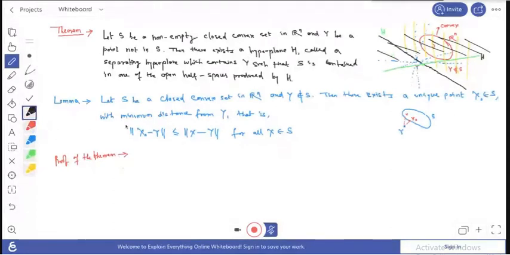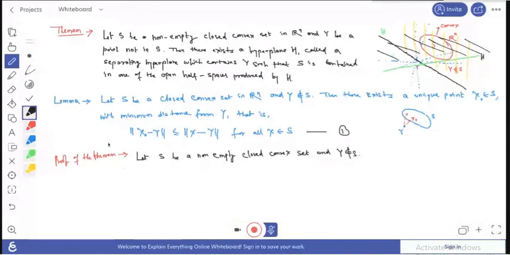Okay, so this is the proof of the theorem, and we take this as question number 1 because we are using that lemma. Here we assume that S is a non-empty closed convex set, and we take y not belonging to this set S. So let y be a point not in S. We start with that.